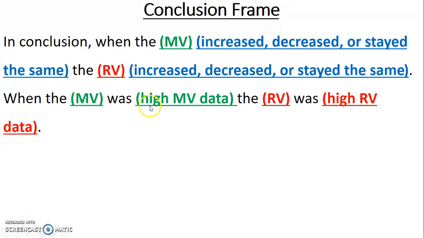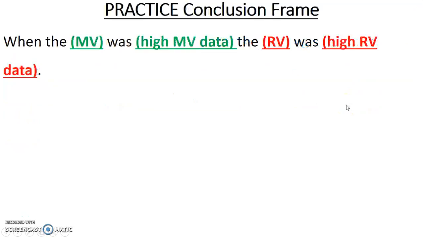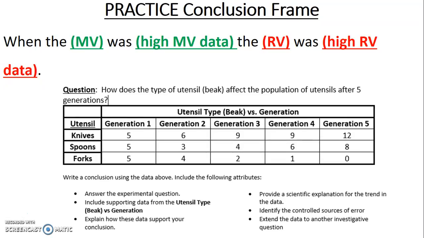When the MV was, and we're going to give the high MV data, then the RV was, and we're going to give that high RV data. So here's just the sentence that we're working on right now, and here's the data again. So find the high and low data. So our high data here was 12 and our low data was 0. And so again, the MV is one of these utensils and the RV is the population.